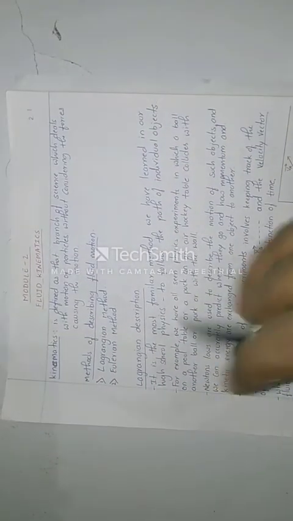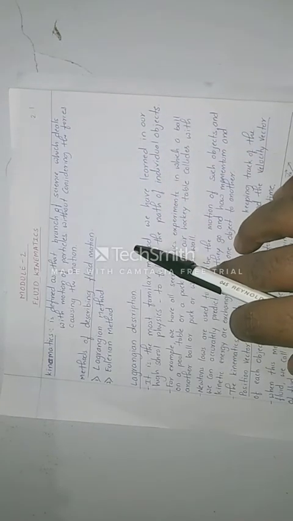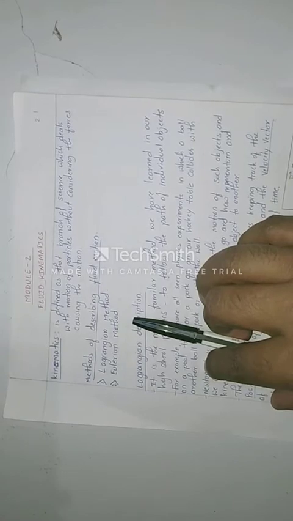So to start with, what is kinematics? It is the branch of science which deals with the motion of particles without considering the forces causing the motion. Means we are going to study the motion of fluid particles, but we are not going to consider the forces that are causing the motion. We are going to just study the behavior of fluid particles. We are not going to consider the forces that caused the fluid particles to move.